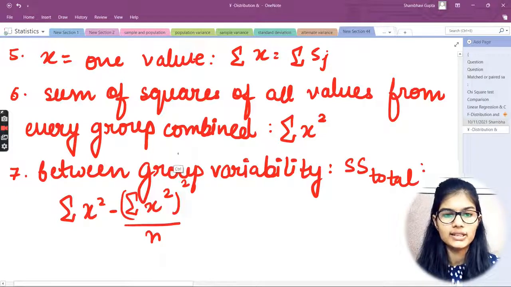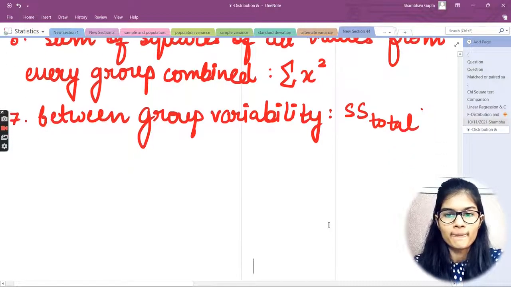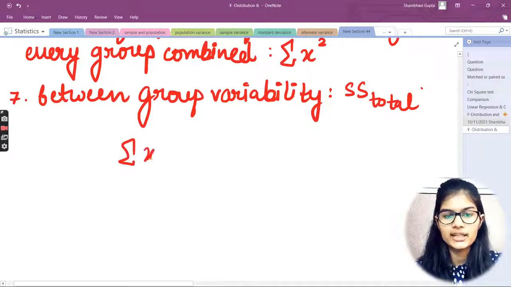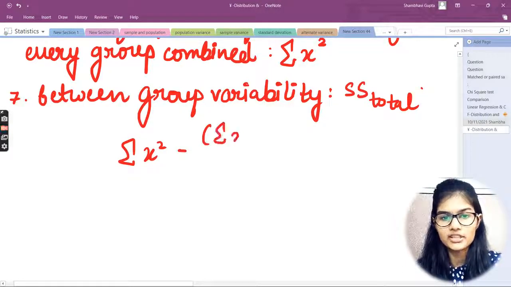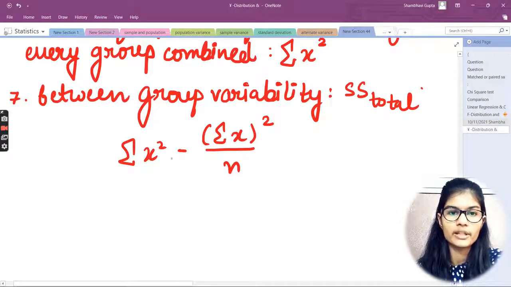Okay, that's too much mess right here. So let me go down and get some space to write. Fine. So the formula for this is sigma x square minus, in the bracket sigma x, with a square above the bracket, divided by n. Now this is the formula we have for the between group variability.